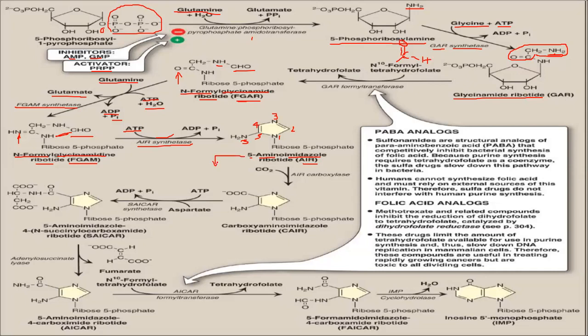Let me draw it, where we first form N-carboxyaminoimidazole ribonucleotide. What happens in this reaction? We take in a CO2, in the form of a bicarbonate ion. We add it to this. You see this nitrogen here? We add it there. So the carboxy group is added to the nitrogen. That is why N-carboxyaminoimidazole.